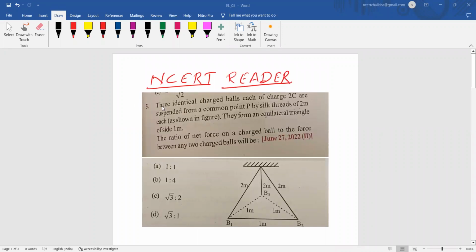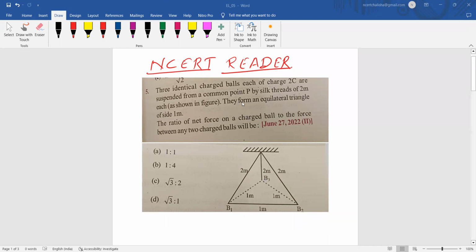So this question is from the electrostatics chapter only. Let's see the question. Given three identical charged balls, each of charge 2 coulomb, suspended from a common point P. There is a common point, and from that point three identical charge balls, each having charge 2 coulomb, are suspended from P by a silk thread of 2 meter each. You can see the diagram given here.